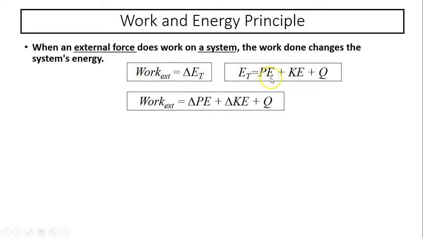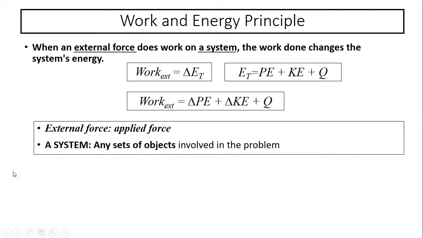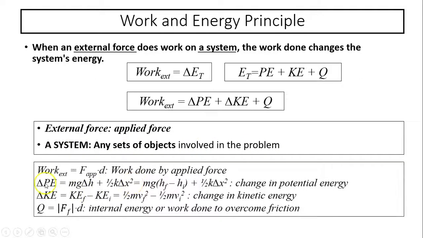And E total is PE plus KE plus Q. So the work done by external force is change in PE plus change in KE plus Q. External force is applied force. That means you have to push or pull, exerting a force acting on a system. A system is any set of objects involved in a problem.